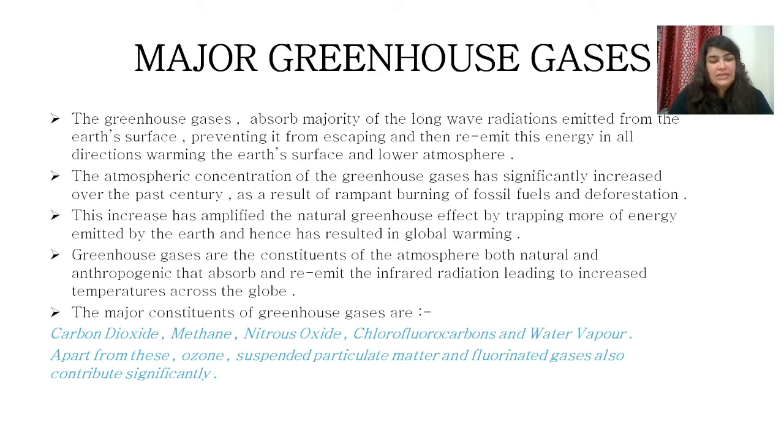Then greenhouse gases are the constituents of the atmosphere, both natural and anthropogenic, that absorb and re-emit the infrared radiation, leading to increased temperatures across the globe, right? When we speak about the major constituents of the greenhouse gases, what all do we have here? Carbon dioxide, methane, nitrous oxide, chlorofluorocarbons and water vapor.